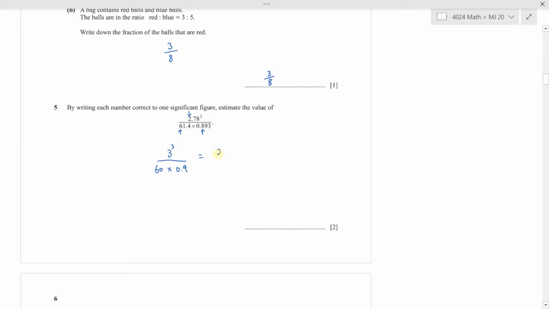3 cubed is 27 over 60. And then I can write this 0.9 as 9 over 10 to remove the decimal and make the multiplication a little easier. So this 0 cancels out. 3 twos are 6. 3 nines are 27. So 9 times 2 is 18. So this will be 9 over 18, which is 1 over 2 or 0.5. So your value here will be 0.5.